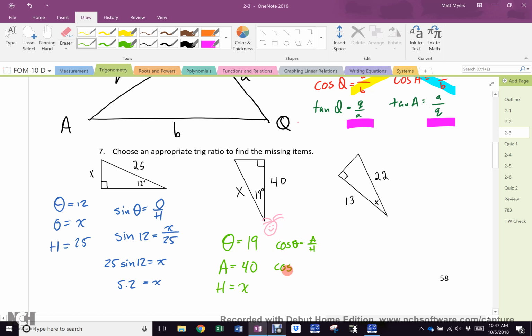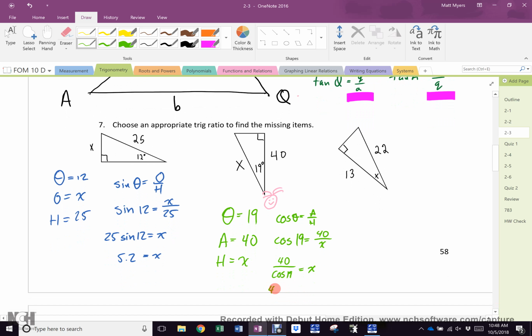What's theta? Theta is 19. What's A? 40 over what's H? X. When the number's on top, what do I do? It was 40 divided by tan, right? But we're not doing tan, so we're just changing the button we hit, but we're doing the same math. So it's 40 divided by cos 19. And what is that? 42.3.